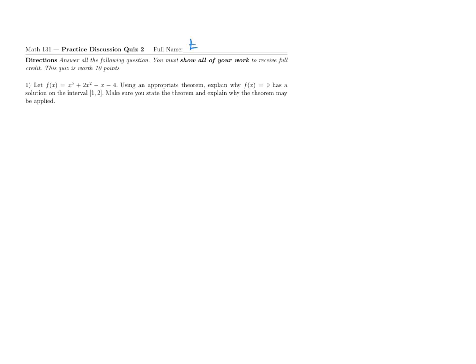Let's go over a practice problem for this week's discussion quiz. Question 1 says, let f of x equal x to the fifth plus 2x squared minus x minus 4. I want to use an appropriate theorem to show why f of x must equal 0 on the interval from 1 to 2. So I want to state the theorem that we use and explain why we are allowed to use it. For this problem, I'm going to use the intermediate value theorem.